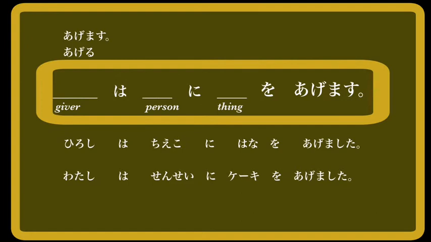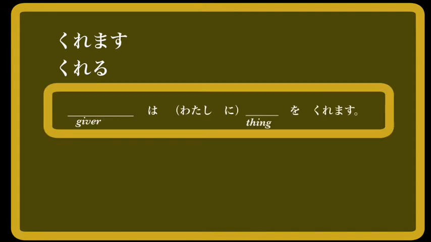When we're talking about giving something to me, for example, my friend gave me a watch, we don't use agemasu, we use kuremasu. Also a weak verb, kuremasu, to give to me. And because this verb includes the meaning of give to me, we don't have to repeat ourselves as the person getting the gift. So we can actually just say the giver wa, the thing, o kuremasu.